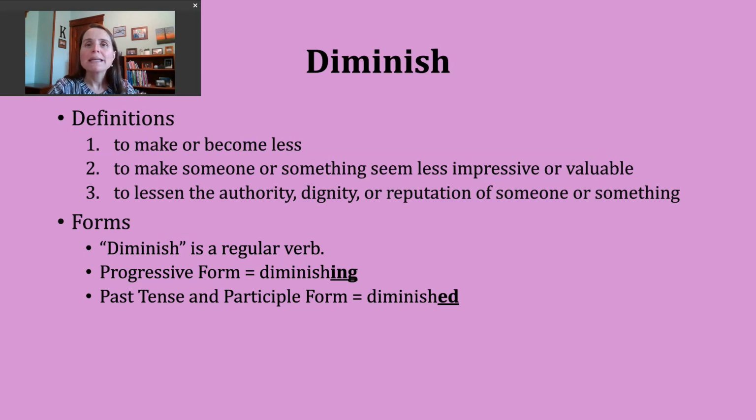Our base verb, diminish, ends in an unvoiced sound. That sh sound in English is unvoiced. And this means the ed ending is going to make a t sound when we say it. And we're not going to add an extra syllable when we pronounce that past tense or participle form. It should sound like this: diminished, diminished.